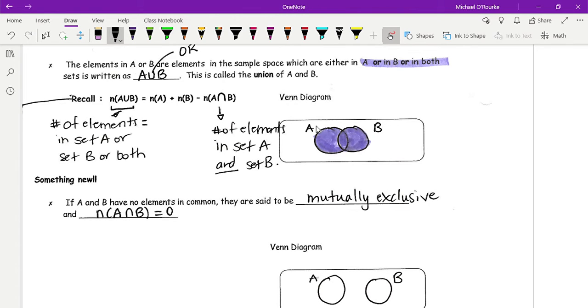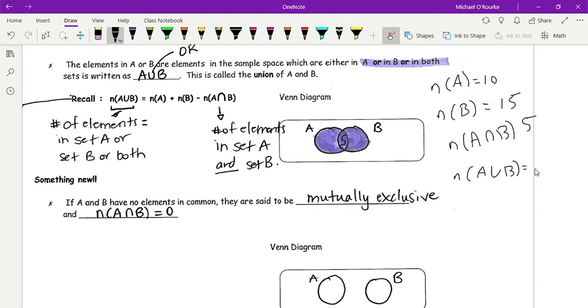Let's say, for example, in this case, the number that are in A is 10. The number that's in B is 15. The number that's in A intersect B is 5, okay? So in this case, this would be 5, right? The way we figure out the total of A union B is that the number of A union B would equal 10 plus 15 minus 5, because that 5 there has been counted twice. Okay? So just make sure you know that part. So the answer there would be 20, because that extra 5 has been counted twice.